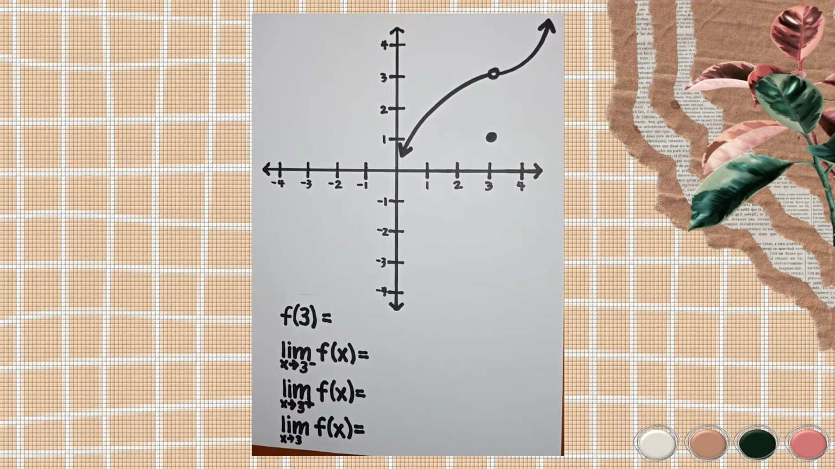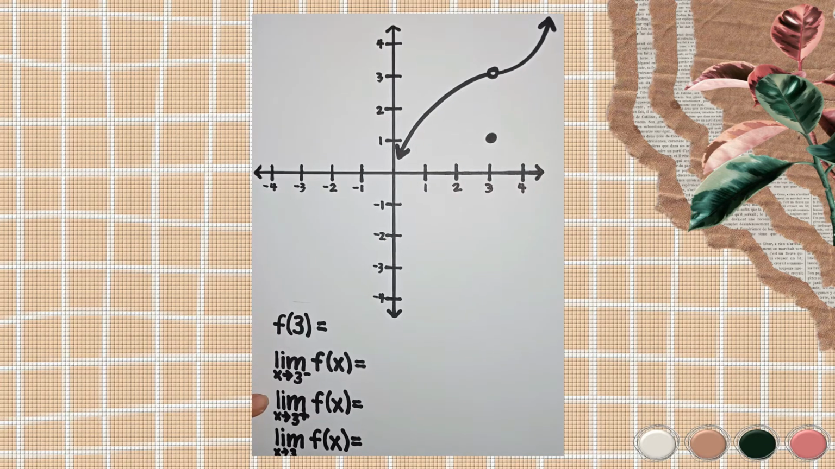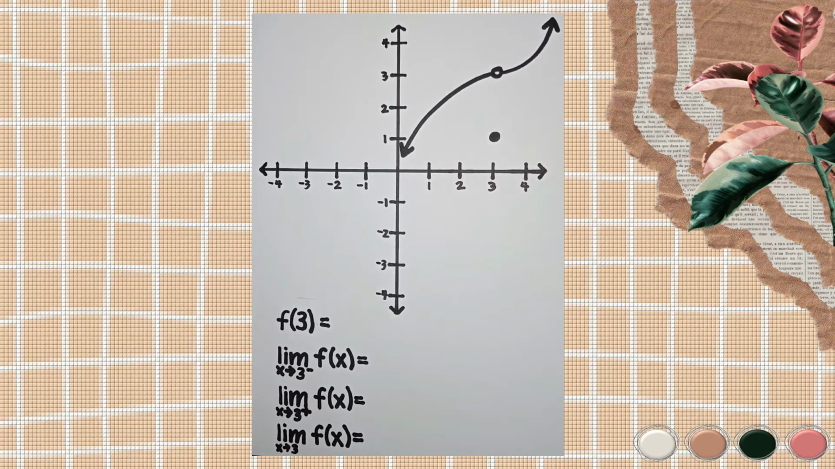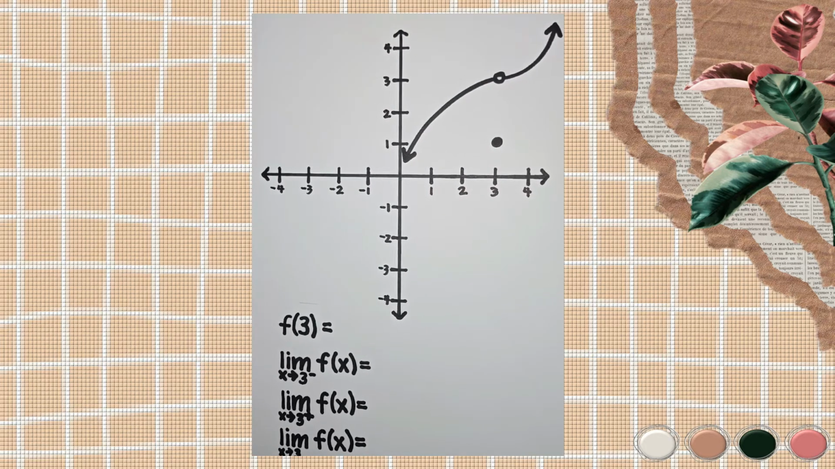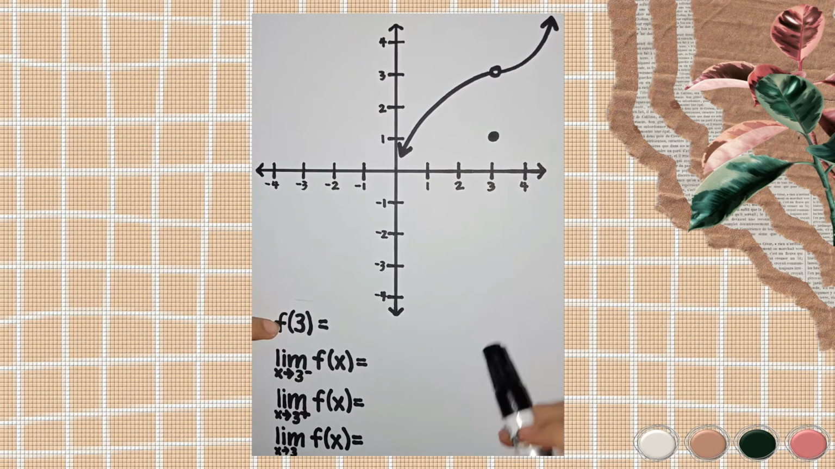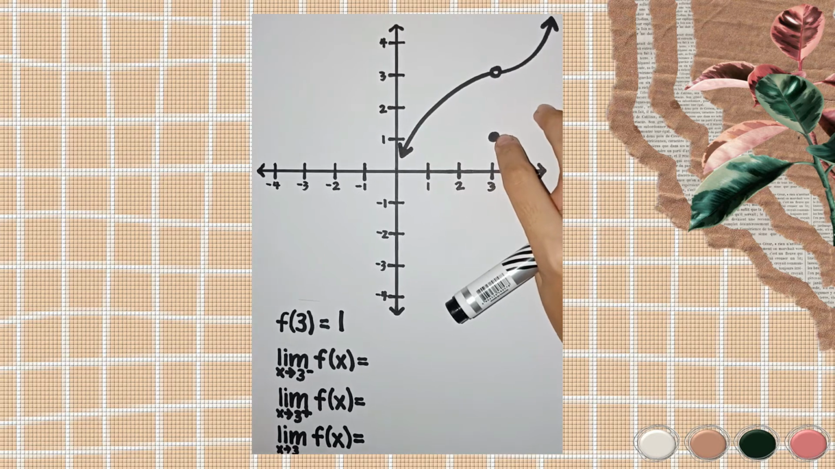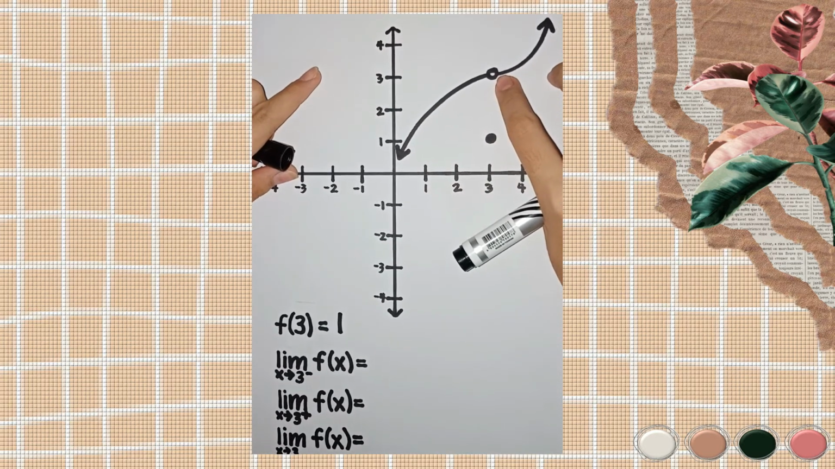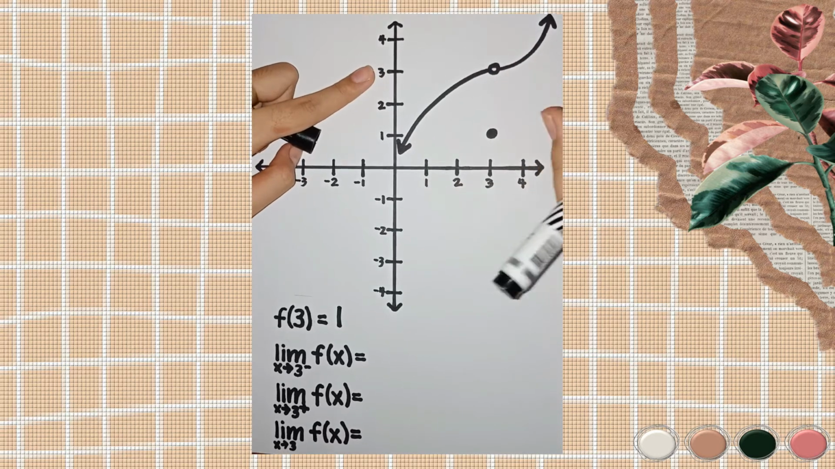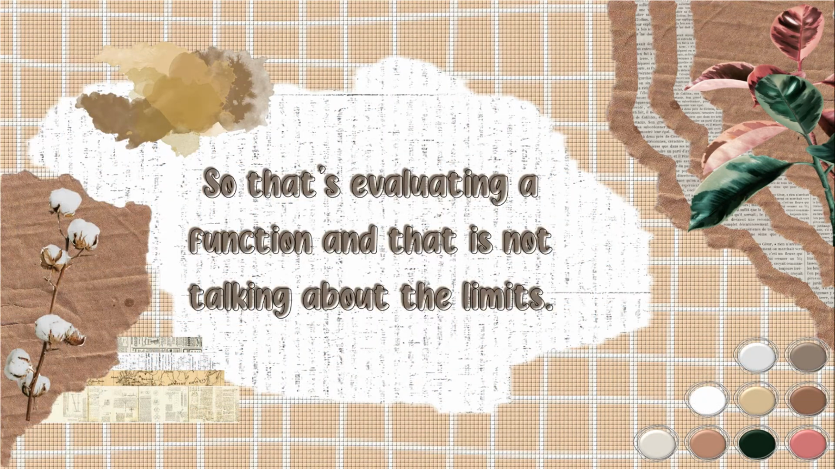So let's take a look first at this graph and evaluate a limit. So we have here the value of f of x, the left hand, the right hand, and the general limit. To really understand that, we have to evaluate the function. So by looking at the graph, we can say that f of 3 is equal to 1. Though there is a point at 3 here in y coordinate, it could not be the value of f of 3 since it is unshaded, indicating that it is undefined. So that's evaluating a function, and that is not talking about the limits.